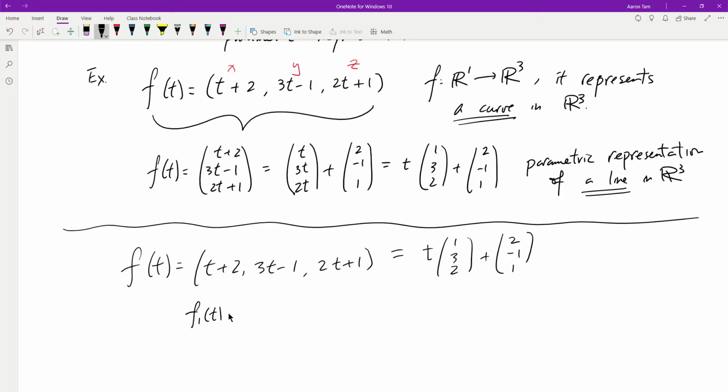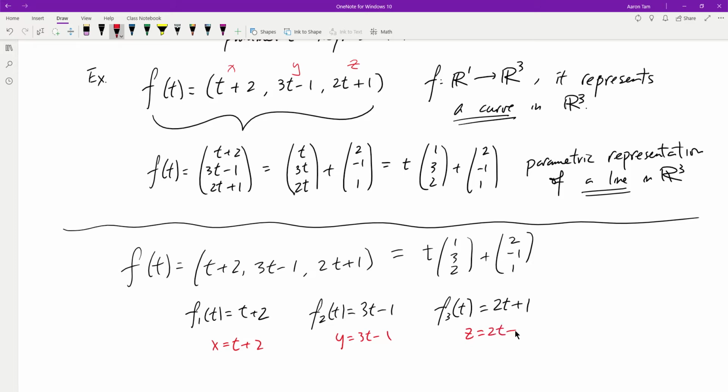f sub 1 of t is t plus 2. f sub 2 of t is 3t minus 1. And f sub 3 of t is 2t plus 1. So that would be me listing out the 3 different coordinate functions that make up this function f. Now, if I define this to be in R3, then I can also define x equal to t plus 2, y equal to 3t minus 1, and z equal to 2t plus 1.